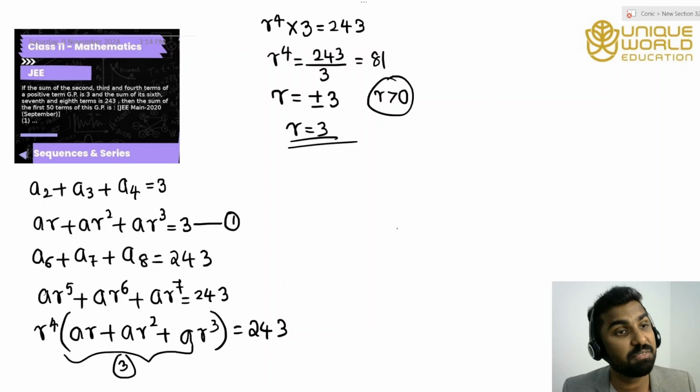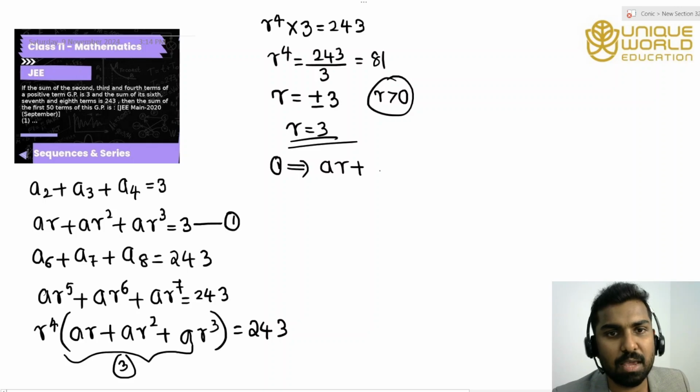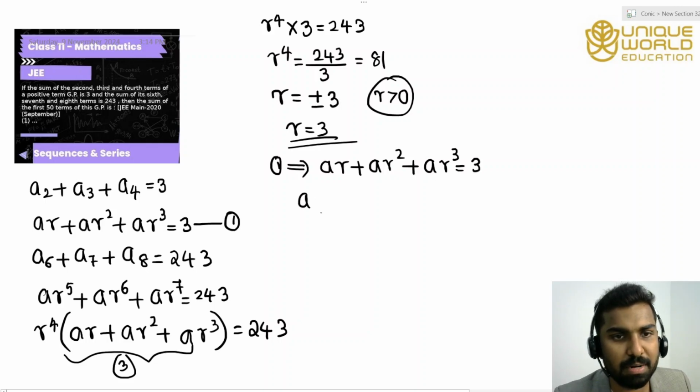Now the sum of first 15 terms. So for that, the first term is also required, right? So the first term is required. Let me substitute in the first equation. Okay. So in the first equation we have AR plus AR square plus AR cube, that will be equal to 3. Right. So if I take A common, it will become R plus R square plus R cube, that will be equal to 3.